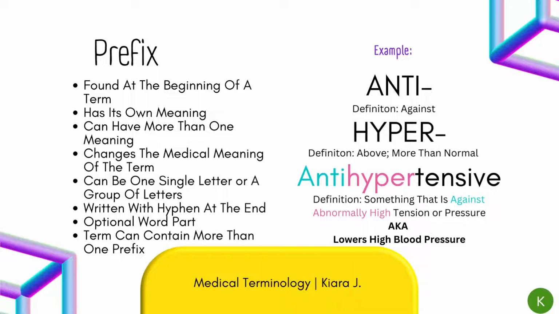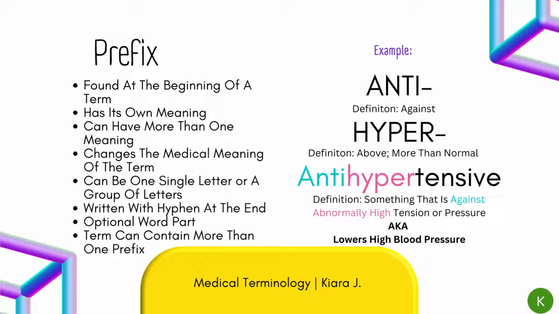A prefix, just the same as in plain old English, is found at the beginning of a term. Each prefix has its own meaning. One prefix can have more than one meaning. The prefix can change the meaning of the entire medical term. A prefix can be one single letter or a group of letters. When written completely on its own, apart from the complete medical term, the prefix must end in a hyphen.